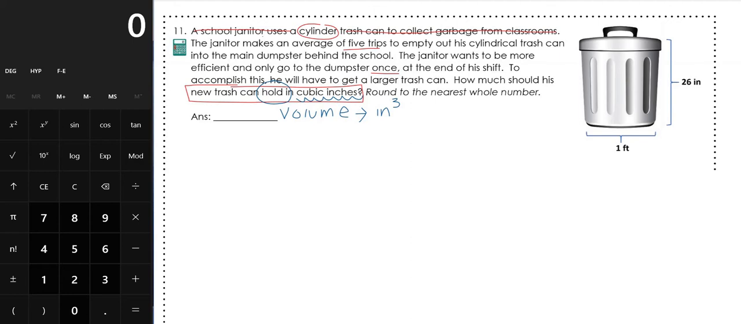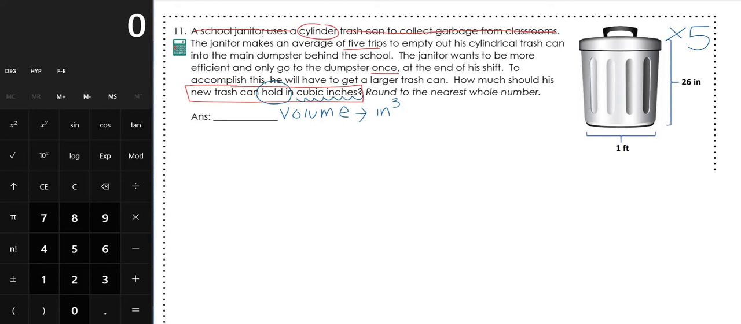Not just volume of this one trash can. He wants to have a larger trash can that can hold 5 times the amount that this one holds, so that he only has to make 1 trip to the dumpster. So imagine this is your trash can for 1. Then you are going to have 5 of them. So multiply what this can hold by 5 in order to figure out how much the new trash can should hold. So let's think about what we need to do. We need to get volume, and then we need to multiply it by 5 to get the new volume of your trash can.